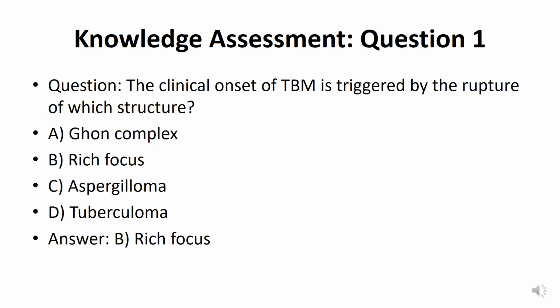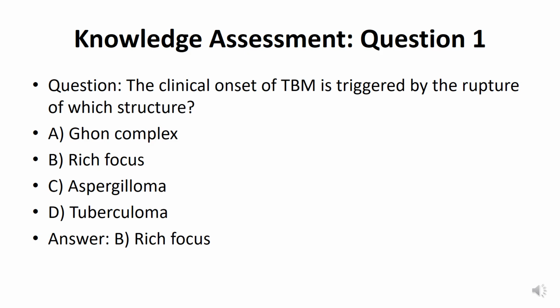Now let's look at why the other options are incorrect. A Ghon complex is associated with primary pulmonary tuberculosis. It consists of a lung lesion and involved regional lymph nodes. While important in tuberculosis infection, it does not trigger the onset of tuberculous meningitis.